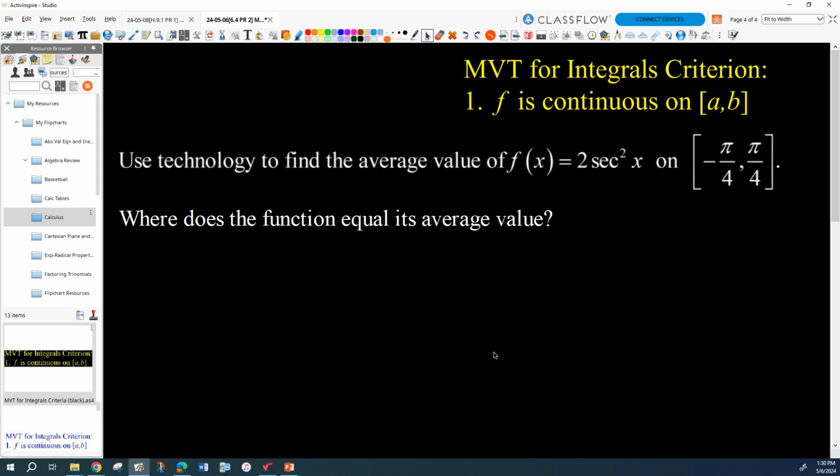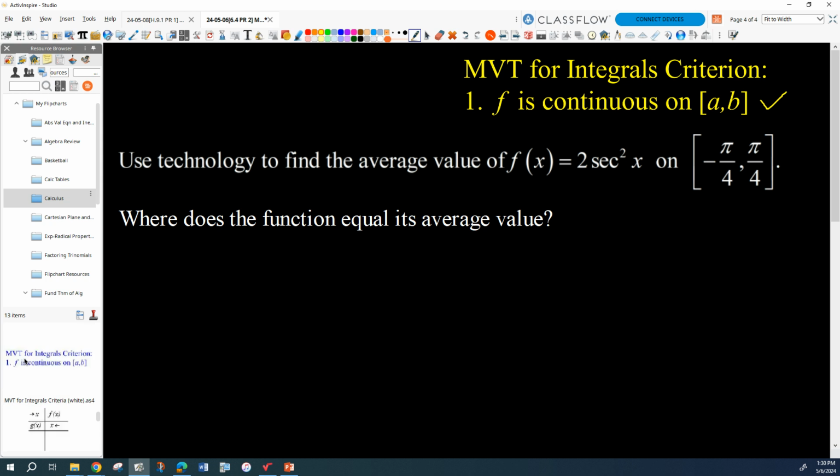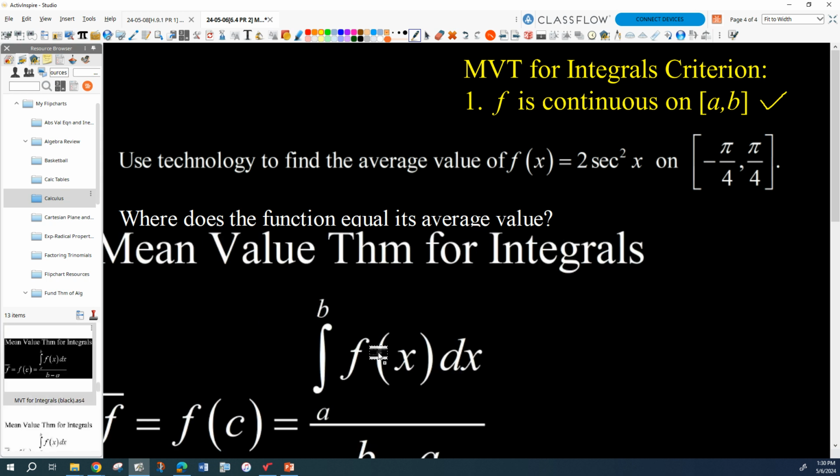Okay, so we meet the criteria, right? Everybody with me here real quick. So we meet the criterion. Then what is the mean value theorem for integrals? Isn't it a minus a? It's b minus a. Yep. There you go.